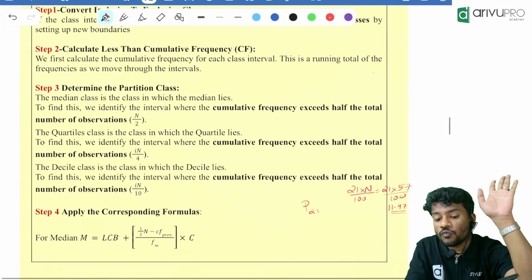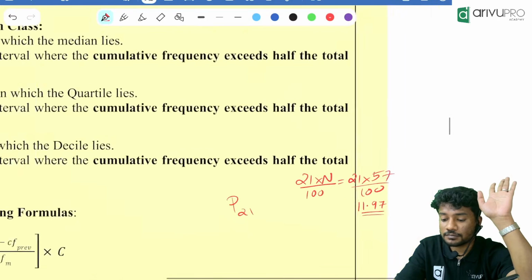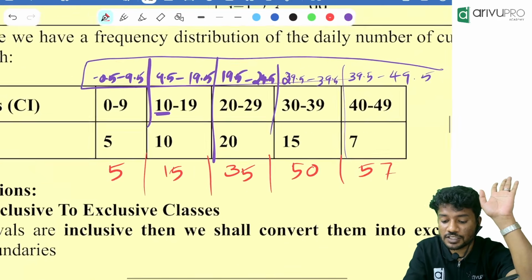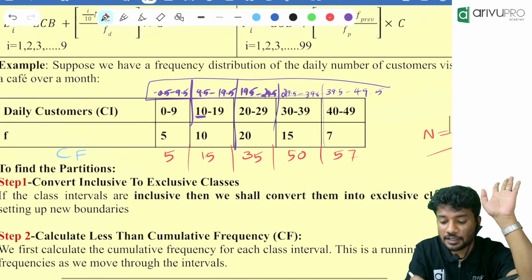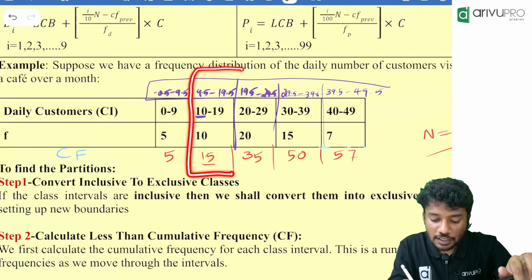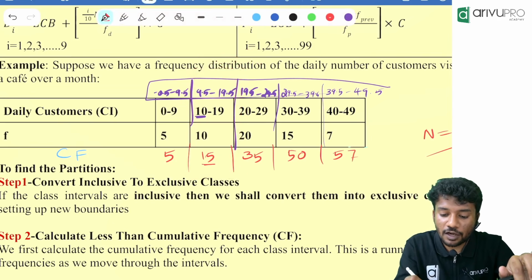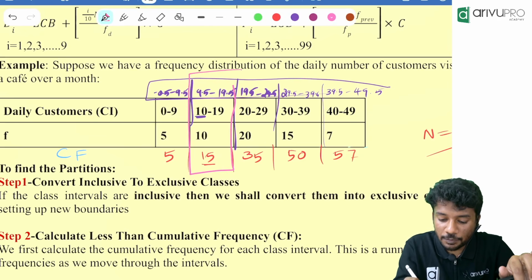Okay. Now the next method is almost similar to whatever we have done previously. 11.97. Which cumulative frequency is just greater than 11.97? Which cumulative frequency is greater than that? 15. So this is our partition class or percentile class. Make a note of it. That's how you will determine your percentile class. Are you getting the point?